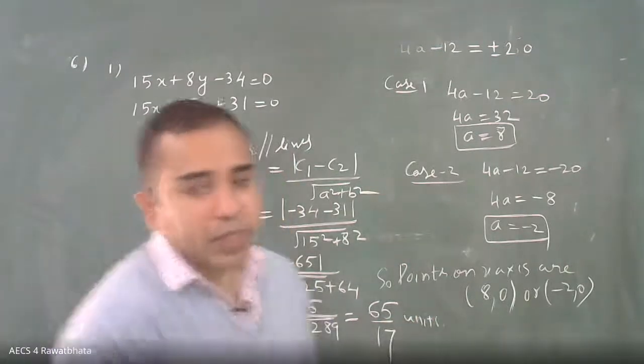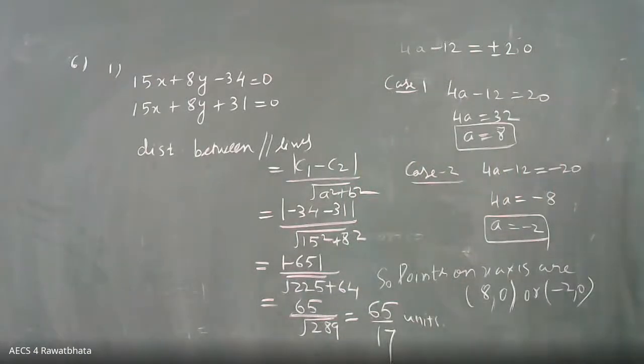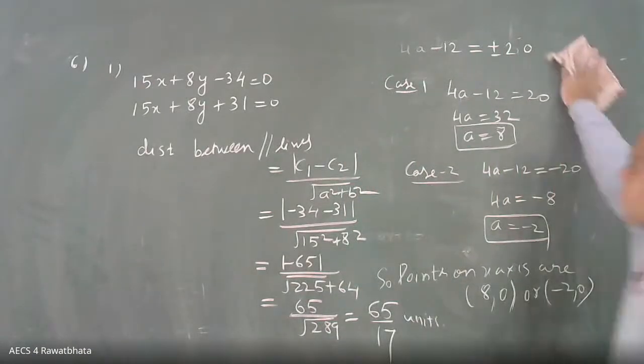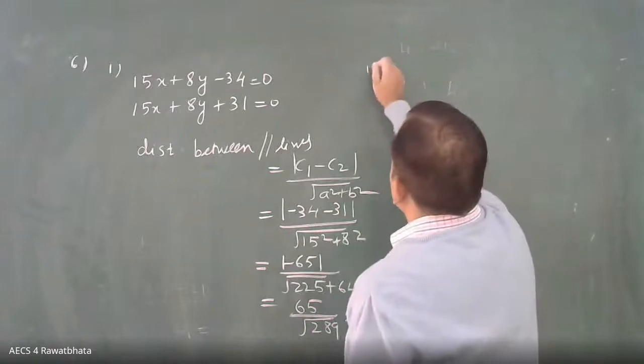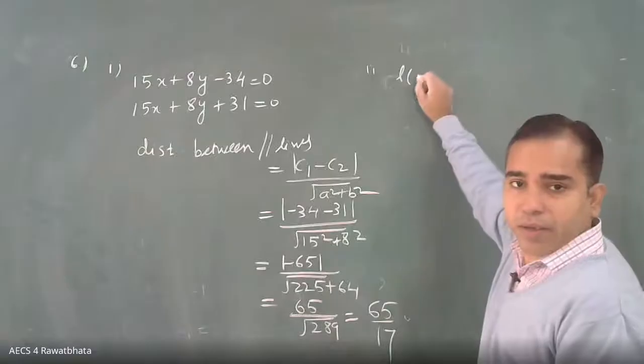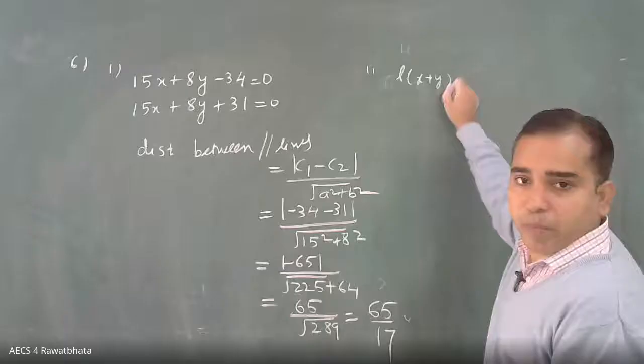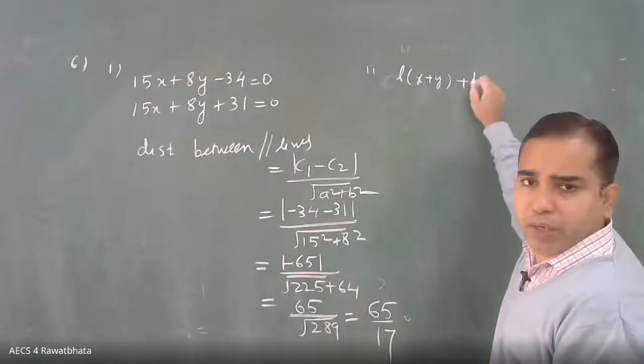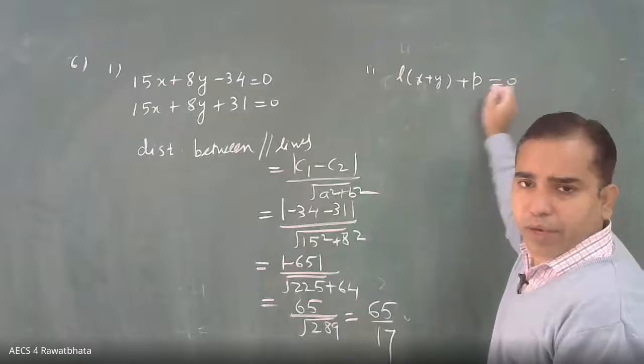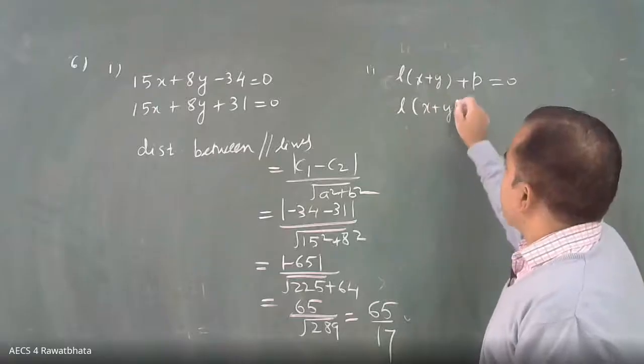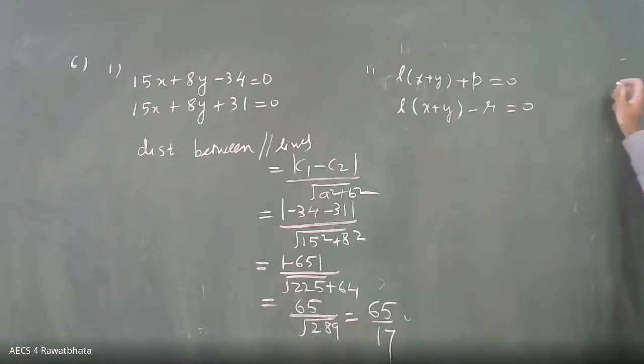One more part is there. What is that? L into x plus y plus p equal to 0, and L into x plus y minus r equal to 0. Check, I have written it on the board, that is correct.